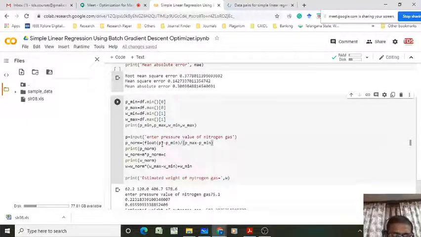Friends, my question is, why am I keeping float of p here? Anyone can tell why I am taking the float of p here? Why float of p, and not just p?